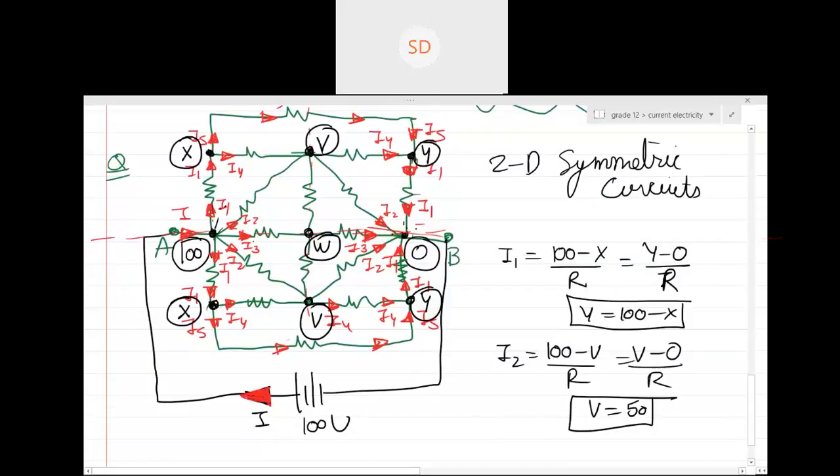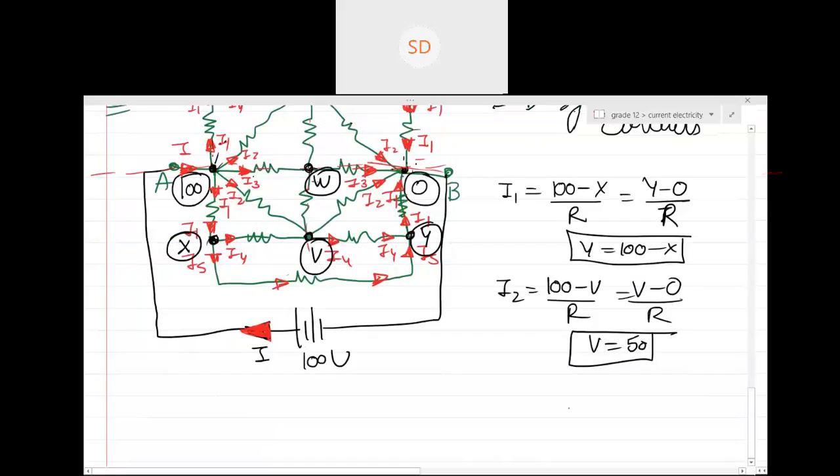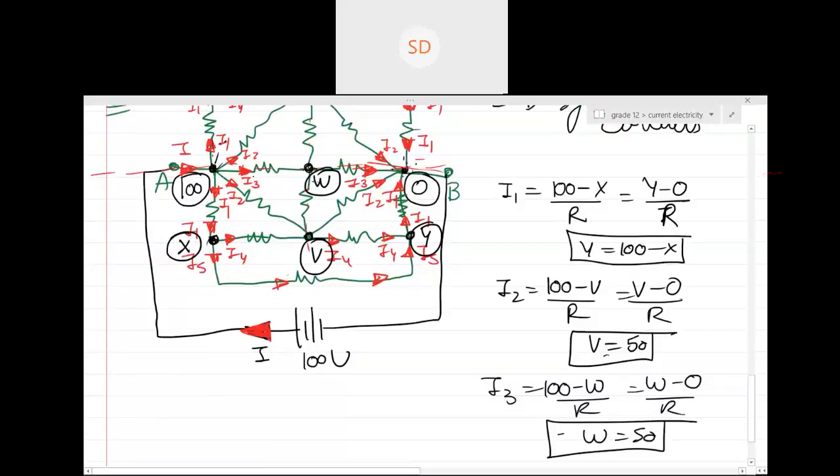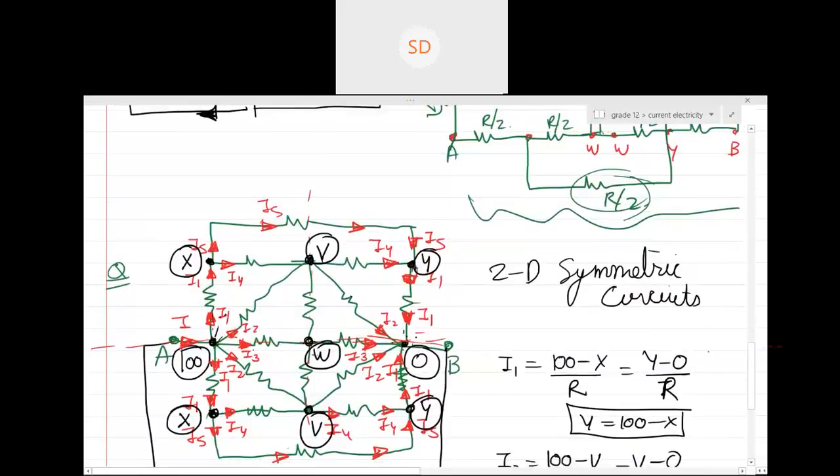Here, what about W? Can you see 100 minus W should be equal to W minus 0? So I3 is equal to 100 minus W, which should be equal to W minus 0 by R. Can you see W is basically equal to 50? Sir, V is also 50, W is also 50. So is there any current flowing in this resistance? No. So what do we do? We can remove it from the circuit, eliminate it. This is not giving us anything.